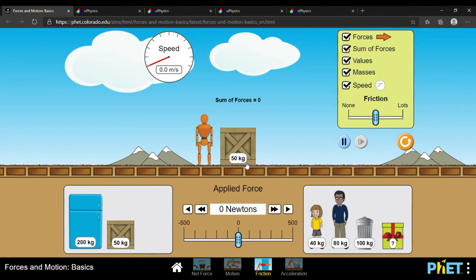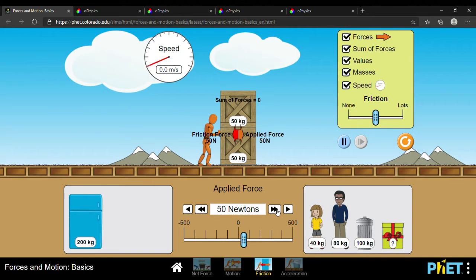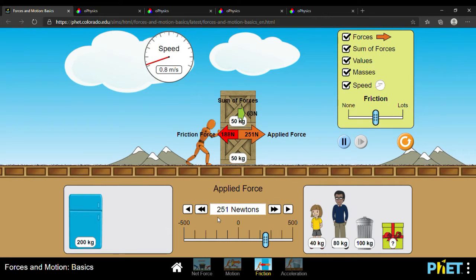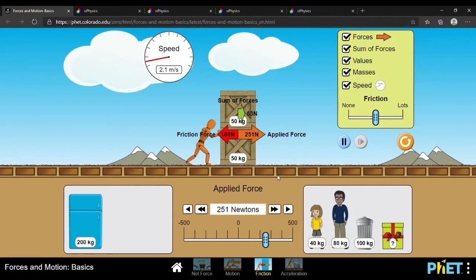Put back the box of 50 kg and put another on top of it, so with a total of 100 kg. So we need to apply a force of 150 newtons. Okay, we can see the box is not moving at all. So we need to increase the applied force until the box starts moving. In this case it will be 251 newtons.